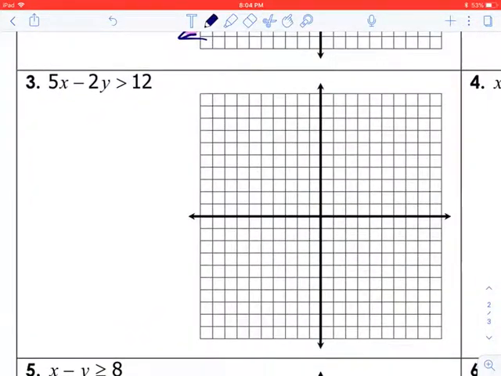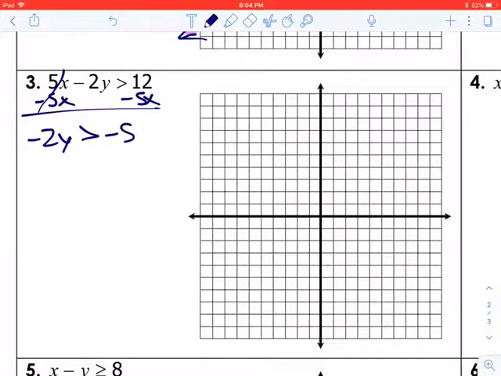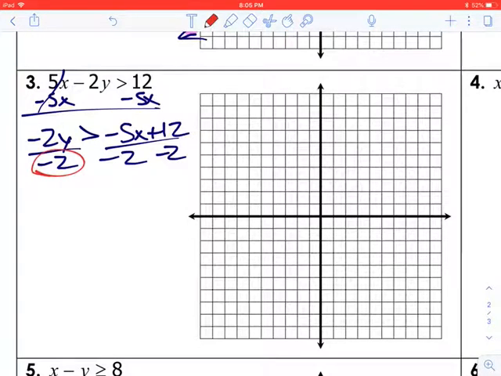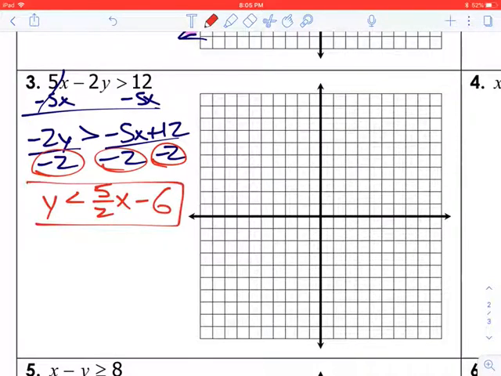Number 3, it's y equals mx plus b that I need, so I've got to get rid of the x. So I've got negative 2y greater than negative 5x plus 12. So now I divide by negative 2, and red flag, dividing by a negative. Since I'm dividing by a negative, I've got to flip it. So I flip that around. Now negative divided by negative is positive 5 over 2x. 12 divided by negative 2 is negative 6. Now we're ready to go.